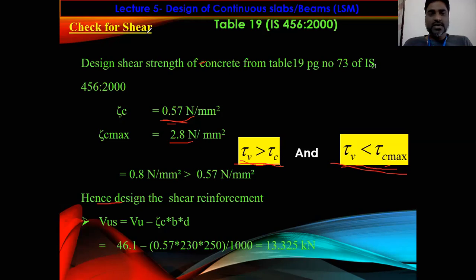right? So for design of shear reinforcement, first we need to determine the shear force, that is VUS. So VUS is nothing but VU minus the shear force taken by the concrete, that is tau C into b d. So if you substitute the values, you get 13.325 kN. So whatever shear reinforcement you need to design, that should correspond to this force, that is 13.325 kilonewtons, right?